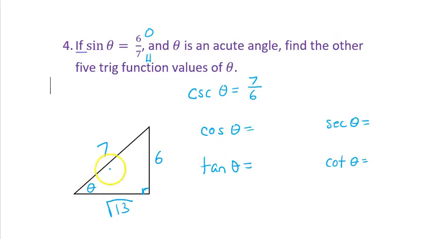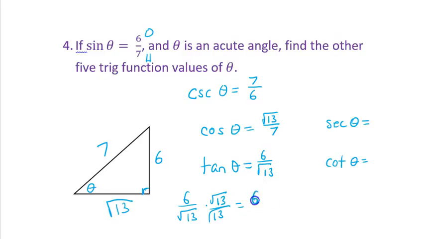So I go back for my cosine, I need adjacent and hypotenuse. So adjacent is square root of 13, hypotenuse is 7. And then for my tangent, I have opposite over adjacent, so that would be 6 over the square root of 13. Again, this is one I have to rationalize. So if I have 6 over the square root of 13, I have to multiply by the square root of 13 over the square root of 13, which would give me 6 square roots of 13 over 13.